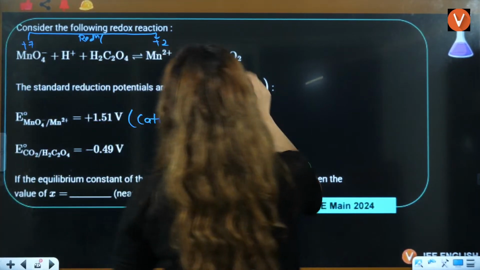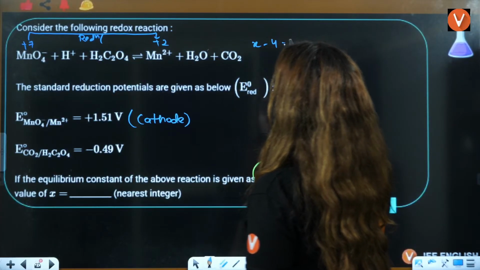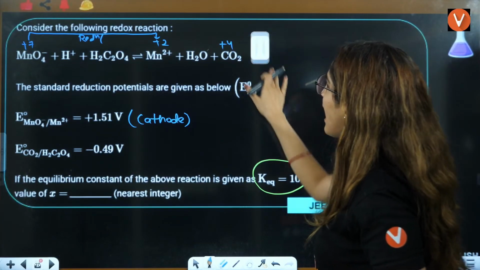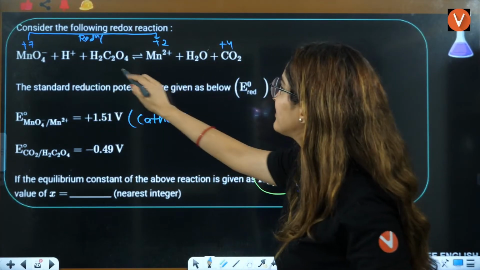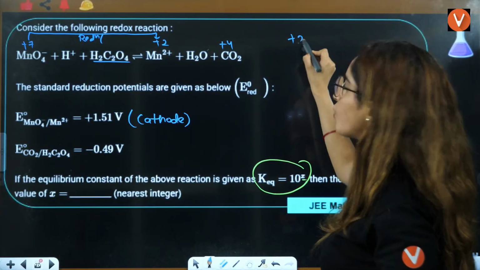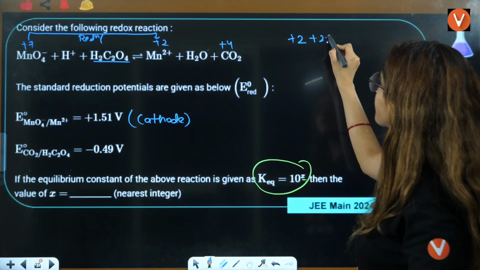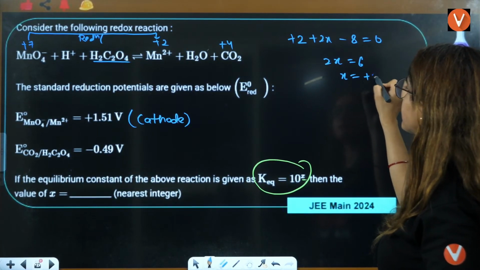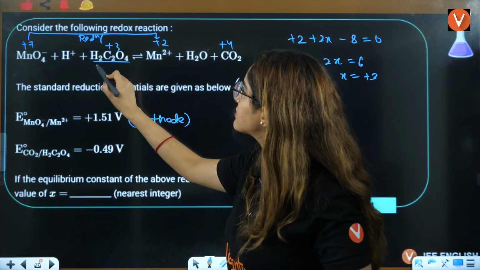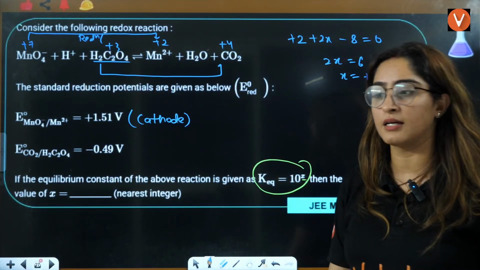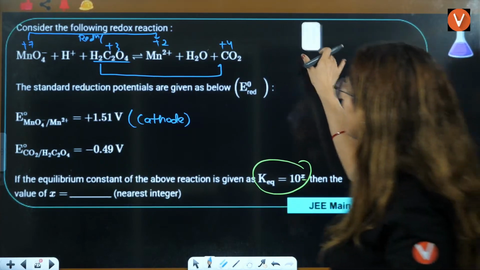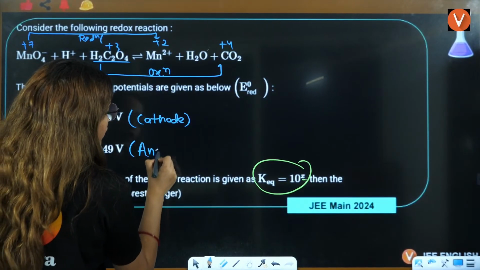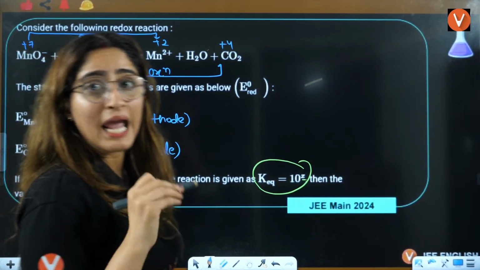Then oxidation, here we know that x minus 4 is equals to 0 because oxygen is minus 2. So it will become plus 4. And here, carbon is plus 2 for hydrogen, plus 2x for carbon, minus 8 is equals to 0. So 2x is equals to 6, x is equals to plus 3. So this is going to be plus 3 and here it is increasing, right? So in this case, oxidation is happening. That means this is the anode part.